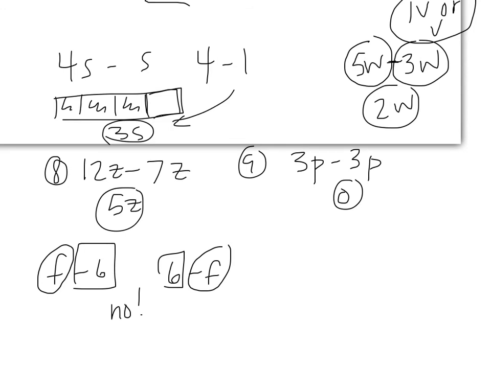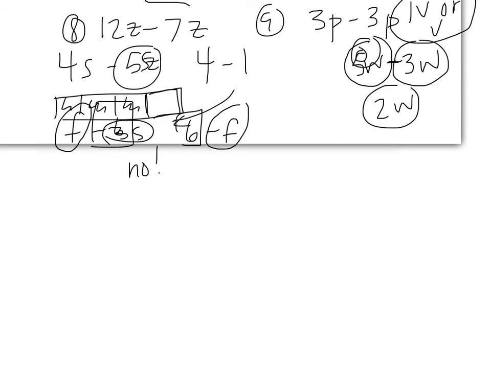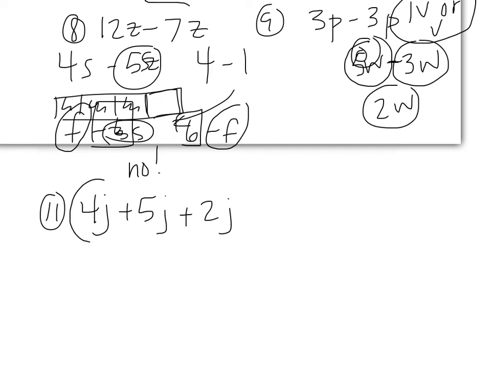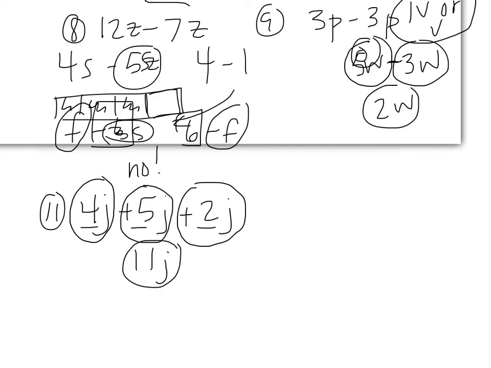And then let's go. I'm going to make this longer, and we're going to go all the way down to the bottom. I'm going to have you try 11, 12. Well, I'll do 11 and 12 with you. Let's see. 11 says 4j plus 5j plus 2j. Okay, since all of our terms have a j in them, all we do is we take the coefficients, and since it's all addition, we just add them. 4 plus 5 is 9. 9 plus 2 is going to give us 11j.